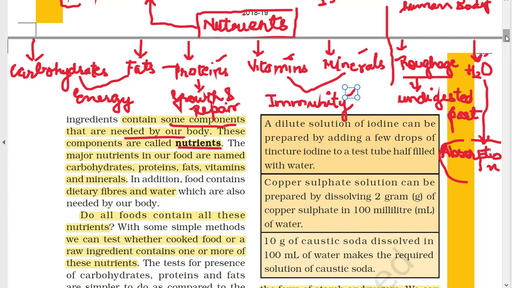So we have broadly classified the nutrients into carbohydrates and fats, which are the energy giving foods, proteins, which are the bodybuilding foods, vitamins and minerals, which help in the immunity, then essential fatty acids and amino acids. And apart from that, we have roughage, which helps us clean the stomach and intestine, and also we need water, which is used for the absorption. So I hope this is clear.